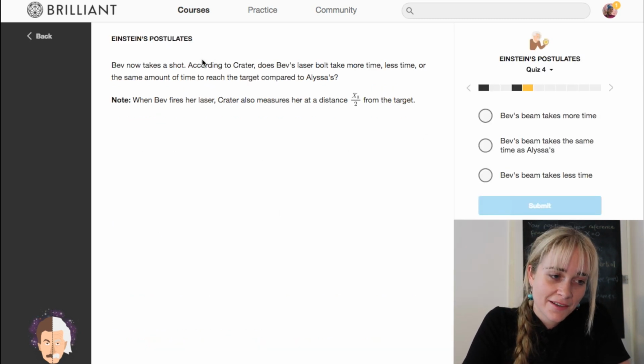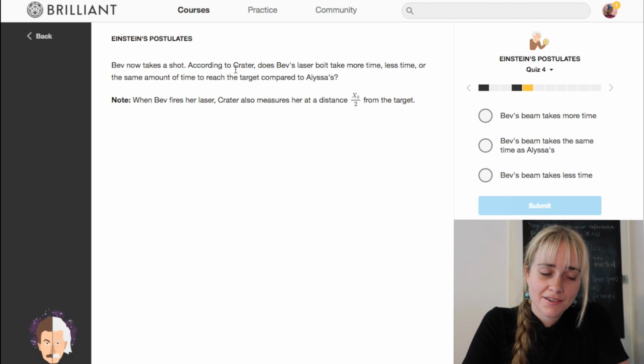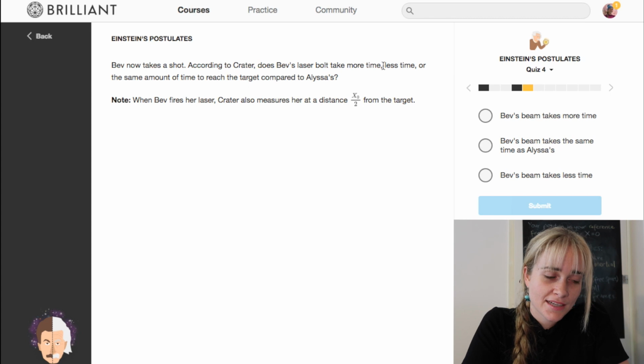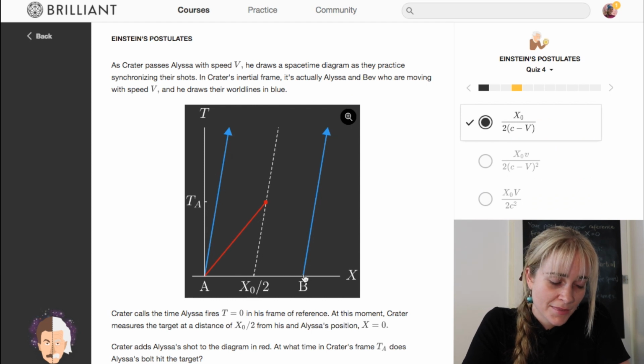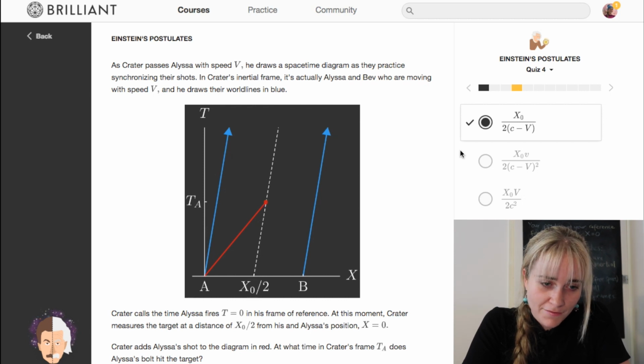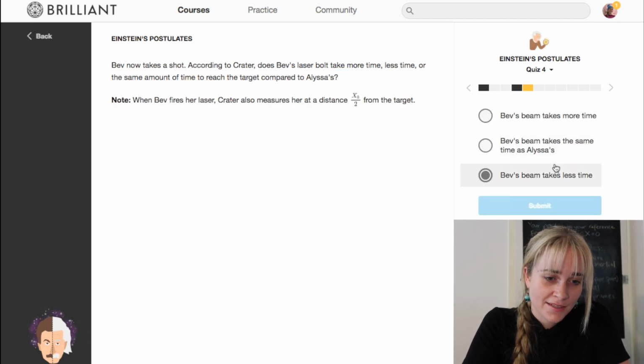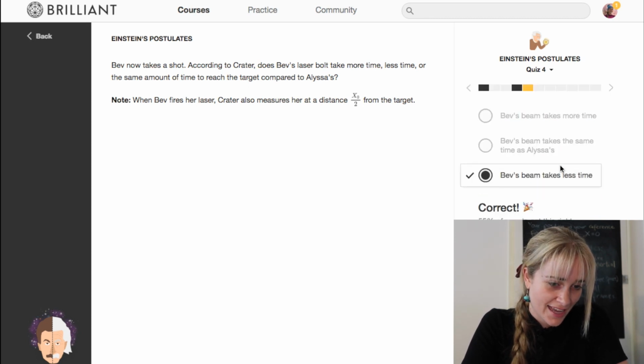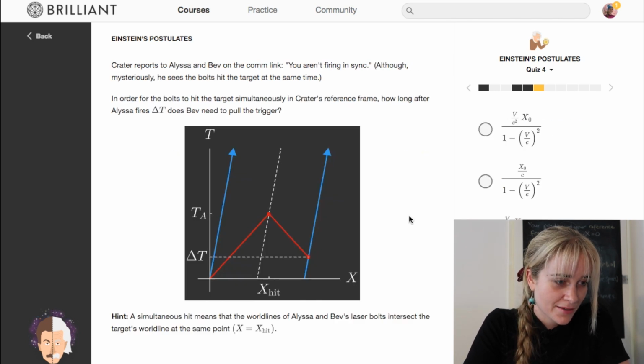So now Bev is going to take a shot. According to Crater, does Bev's laser bolt take more time, less time, or the same amount of time to reach the target compared to Alyssa? Looking at this diagram, it looks like as the shot is going towards the target, the target is getting closer to Bev. So for that reason, I'm going to say it should take Bev's beam less time. Okay, so that one's getting a bit trickier, but I think we're doing all right.